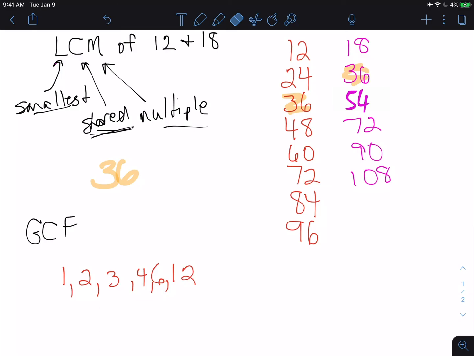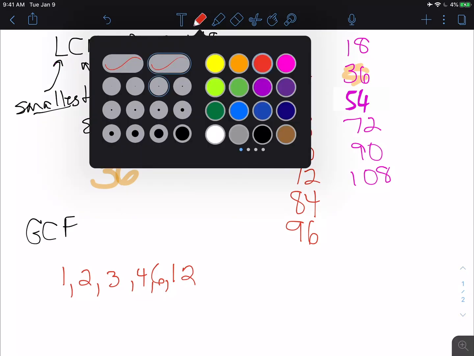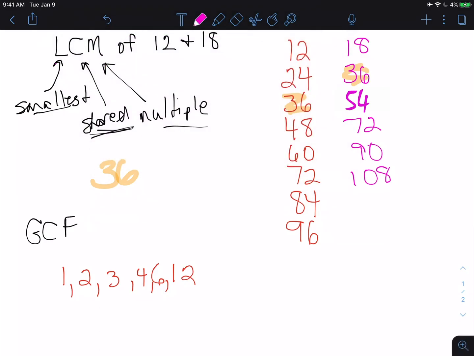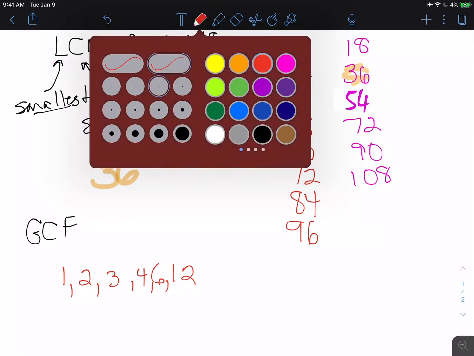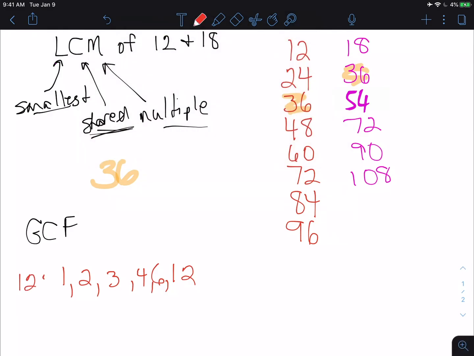And then we want to list all of the factors of 18. Factors of 18 would be 1 times 18, 2 times 9, 3 times 6.